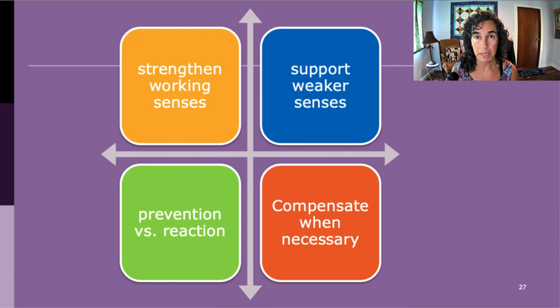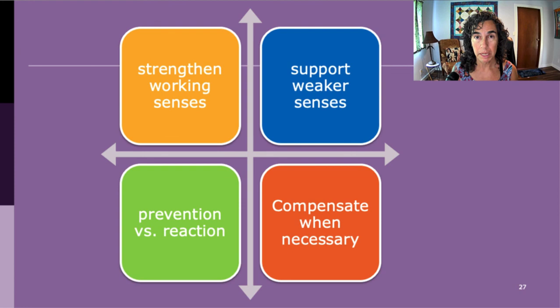We also want to compensate when necessary. What does that mean? Well, it's not always going to be that a child is going to be able to change their neurological system and be just fine, right? So we might say that if their vestibular system's not functioning all that great, let's teach them how to use their vision to help with balance, right? And so we help put in compensatory measures as well.